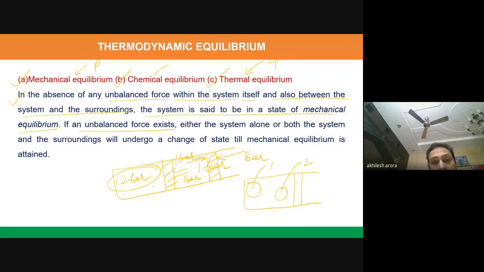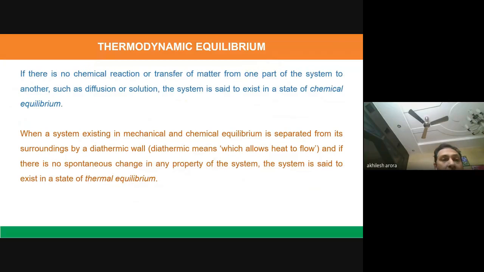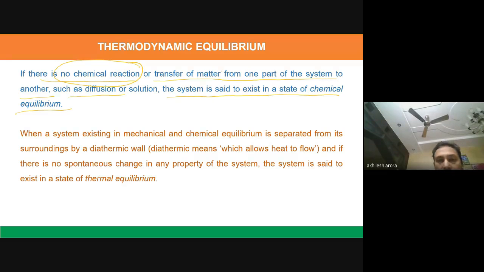Now let us proceed to the chemical part. If there is no chemical reaction or transfer of matter from one part of the system to another, such as diffusion, the system is said to exist in a state of chemical equilibrium. So it is very clear there should not be any chemical reaction, and second, no transfer of matter from one part of the system to another part. If such things are happening, then the system is not in chemical equilibrium. For thermodynamic equilibrium, the system should be in chemical equilibrium.